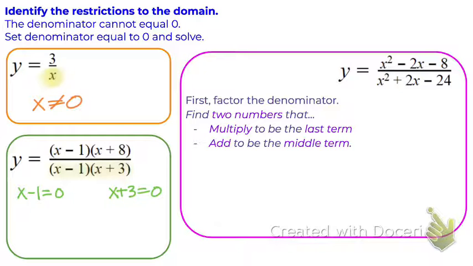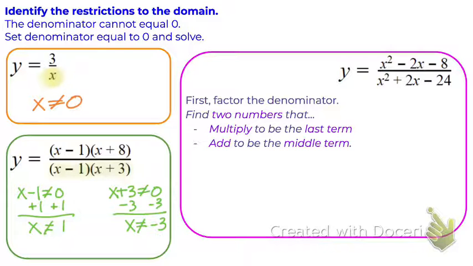So we don't want x minus 1 to equal 0. We don't want x plus 3 to equal 0. So you just solve each of these equations and we will see what x cannot equal. X cannot equal 1 and x cannot equal negative 3. Those are the two restrictions to the domain.